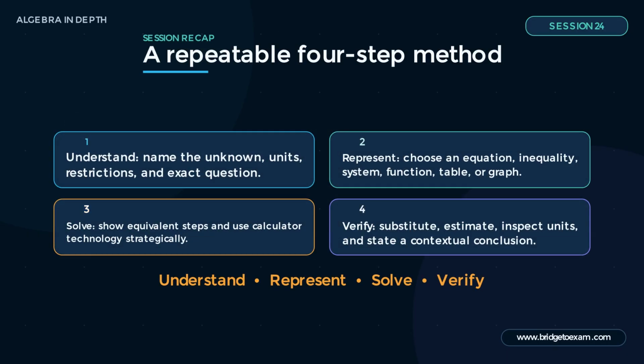Session 24 recap. Understand. Name the unknown, units, restrictions, and exact question. Next, represent. Choose an equation, inequality, system, function, table, or graph. Then, solve, show equivalent steps, and use calculator technology strategically. Finally, verify. Substitute, estimate, inspect units, and state a contextual conclusion. A complete solution shows the reasoning, checks the result, and states what the answer means.